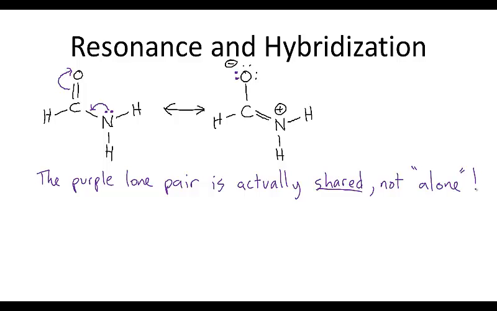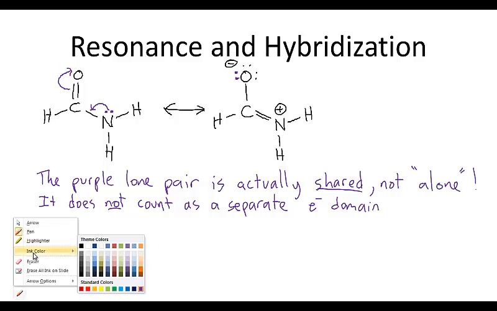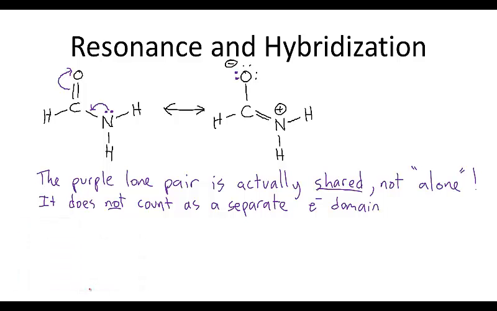So it does not count as a separate domain. So what we would say is the nitrogen actually only has 3 domains. So it would be trigonal planar, and it will be sp2 hybridized.